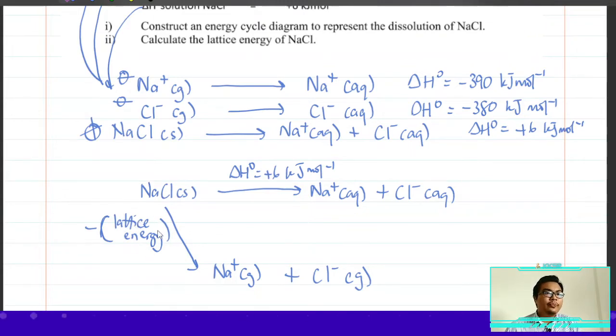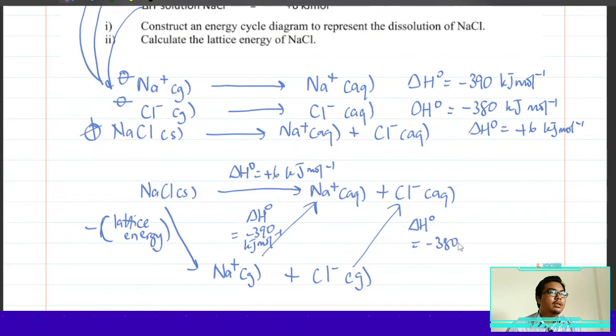Okay, so ni satu. Okay, and then kita ada jalan penyambung from Na plus gas, kita ada jalan penyambung kat sini. So that's come the enthalpy of hydration of sodium ion. So value kat sini kita ada delta H equals to negative 390 kilojoule per mole. And then from Cl negative gas kepada Cl negative aqueous pun kita ada juga delta H value equals to negative 380 kilojoule per mole.